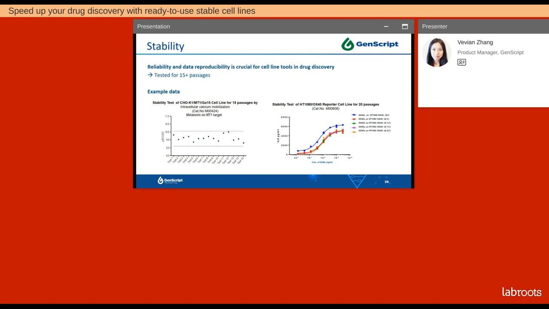Here I'm showing you two example data. On the left is a stability test of the TrCa1 MT1 GEF15 cell line. The intracellular calcium mobilization was tested in this cell line for more than 15 passages. On the right side is a stability test of the HT1080 OX40 reporter cell line. In this cell line, the OX40 ligand was added to the cell culture, and the secretion of IL-8 was detected in the supernatant. The secretion of the reporter IL-8 was detected for 20 passages and was still shown to be stable.